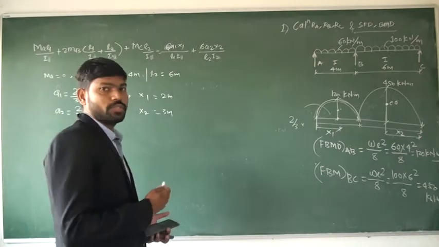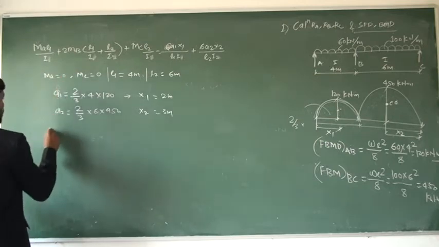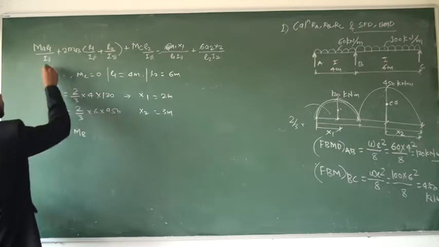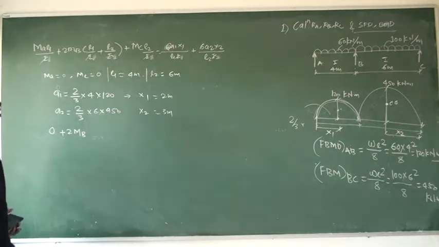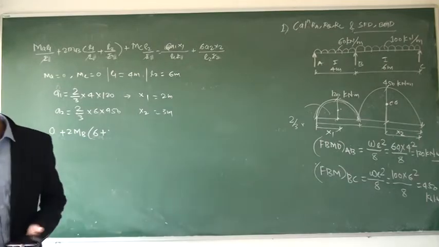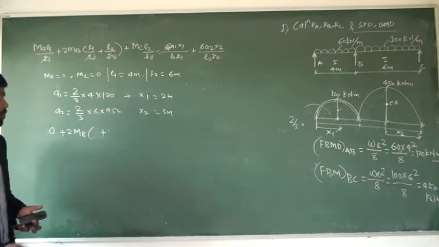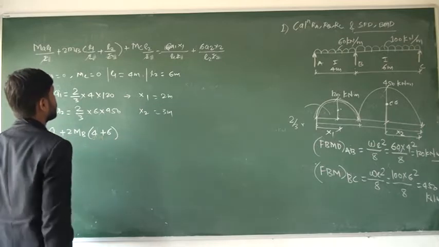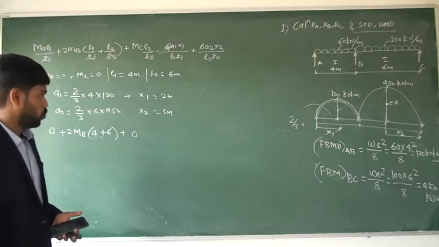We have to just substitute the values in the 3 moment theorem equation. Okay. So first term MA is 0, so entire term will become 0. Plus 2MB. Plus the I gets cancelled from all the terms. Then L1 is 4 meter, L2 is 6 meter, so 4 plus 6 is 10. Plus again MC is 0, so entire term will become 0.